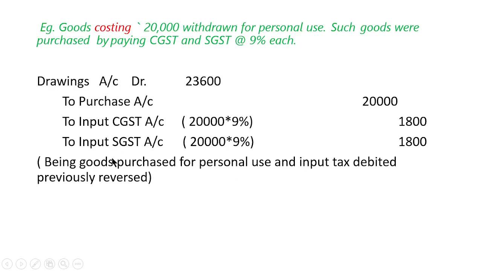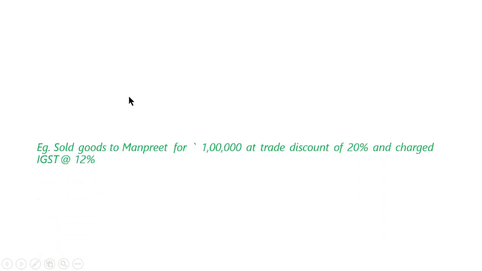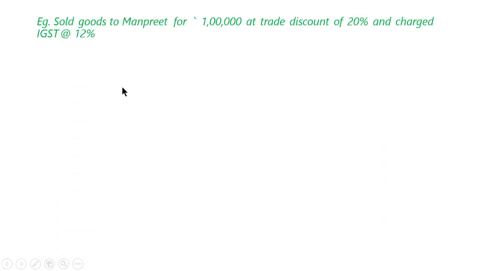Here input tax reversed. At the time of purchase he debited the input CGST and SGST, and at the time of final use of the goods he reversed the input CGST and input SGST. This is also an important point. Next example, sold goods to Manpreet for 1 lakh at a trade discount of 20% and charged IGST. Here IGST is charged, so it is an interstate sale, but the journal entry will be same.